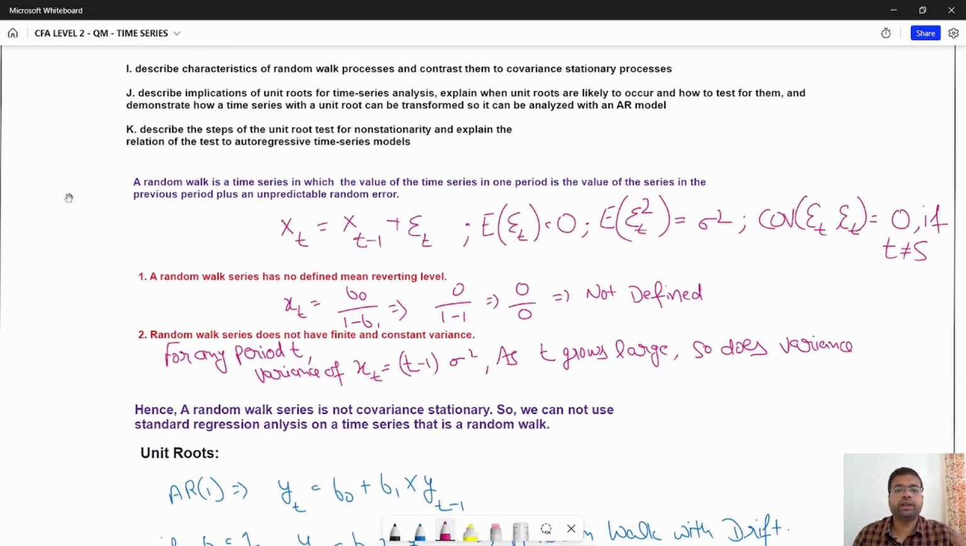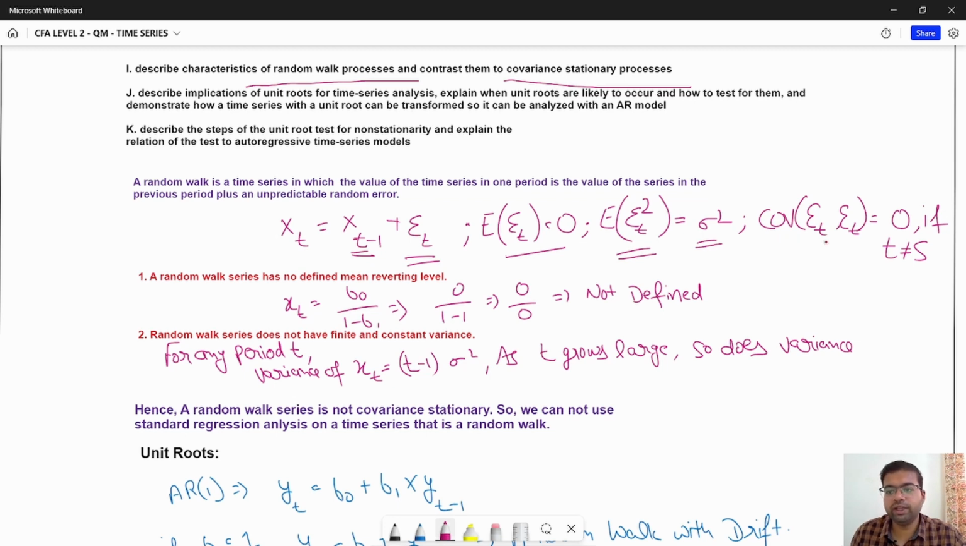Now let's come to the next learning outcome statement. It says describe characteristics of random walk process and contrast them to covariance stationary process. A random walk is a time series in which the value of the time series in one period is the value of the series in the previous period plus an unpredictable error term. This is a random error, so the expected value of the error term is 0 and the expected variance of the error term is sigma square.